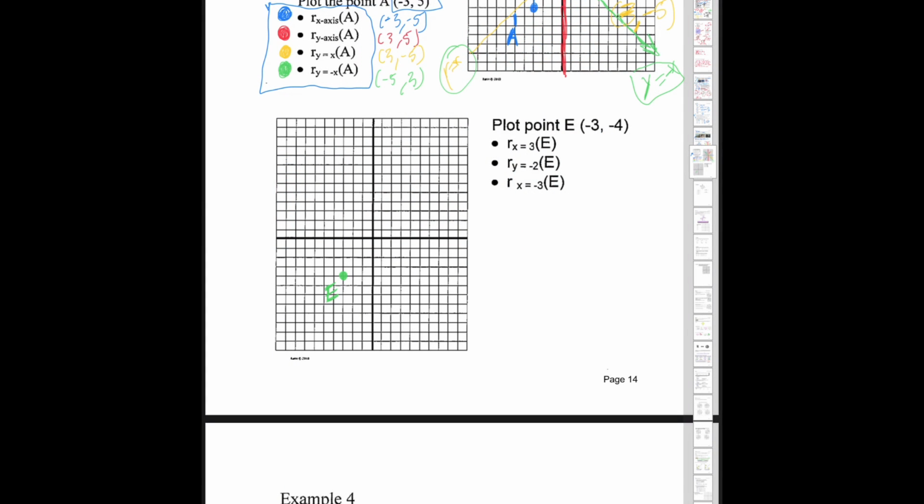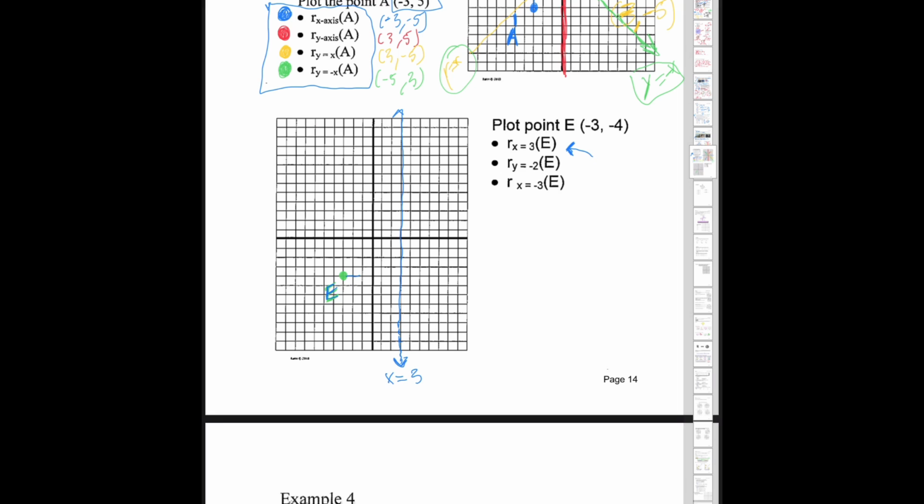So now we're going to go ahead and do the same thing with point E down below. So point E is -3, -4, which ends up right here. So the first thing we're going to do is reflect point E across the line x equals 3. Now, the graph of the line x equals 3 is a vertical line through the x value 3. So there is this line of reflection, and that's x equals 3.